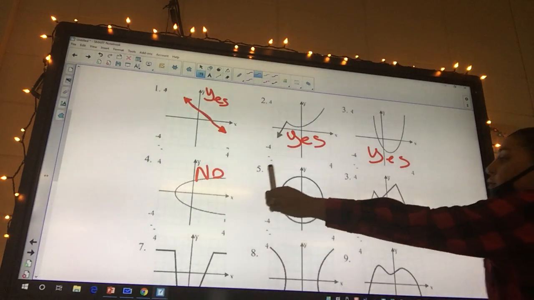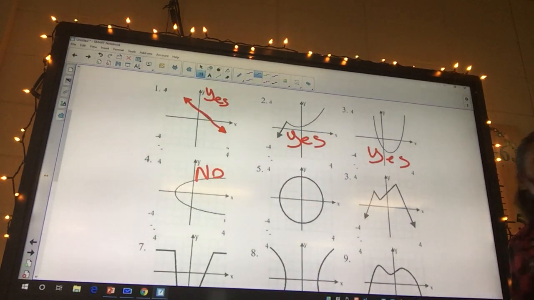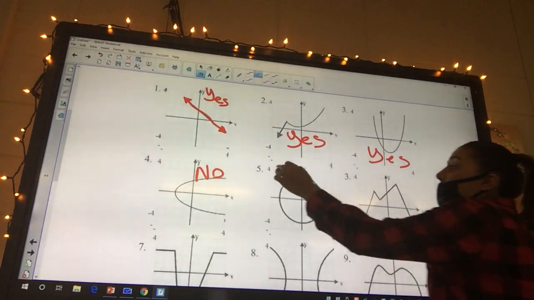Use your pencil. It's touching the same spot, ma'am. Is it touching once or twice? Twice. Then it's not a function. So this one is going to be a no.